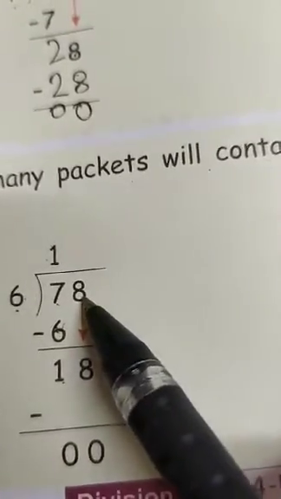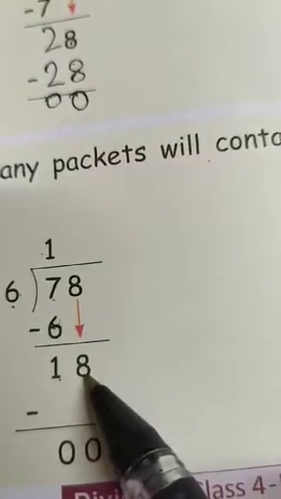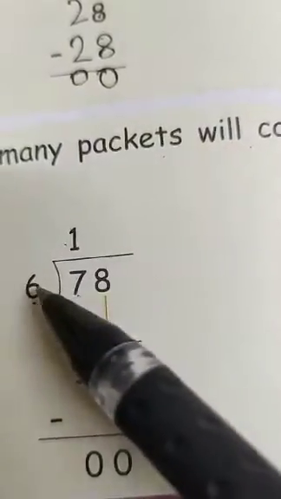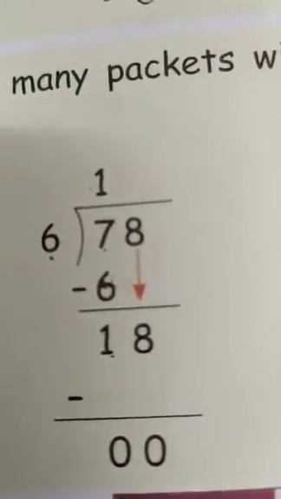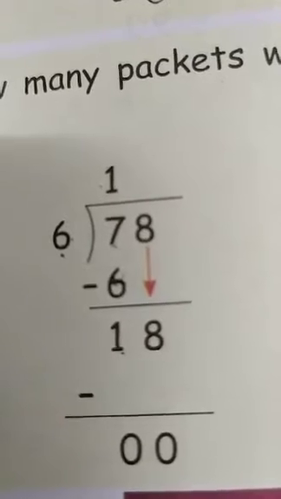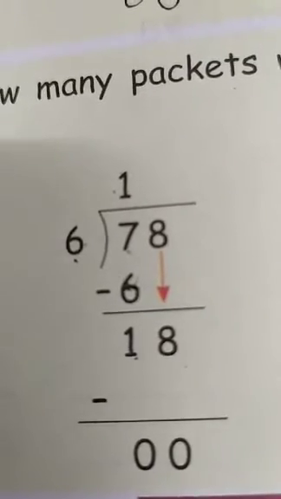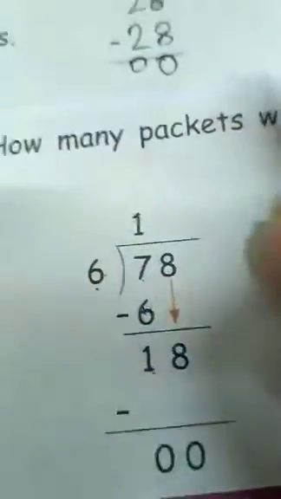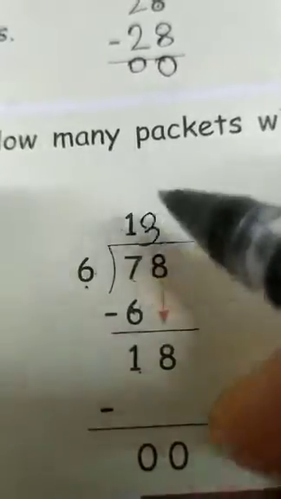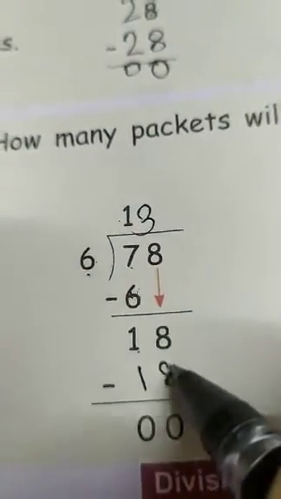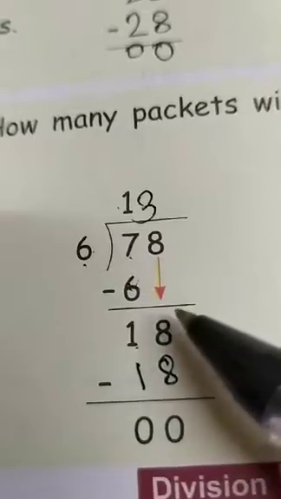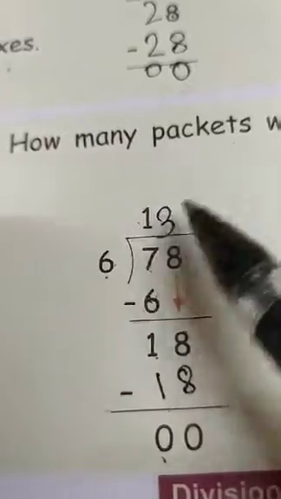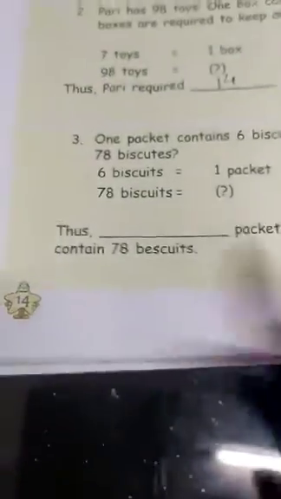Now next number is 8. So take that number downside. Now number is 18. Now in table of 6, 18 is there. See, check it. 6 ones are 6, 6 twos are 12, 6 threes are 18. So in table of 6, 18 is there. So 3 will come up. 6 threes are 18. Now 8 minus 8, 0. 1 minus 1, 0. So what is the answer? 13.